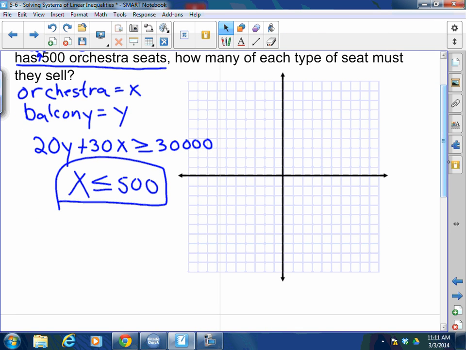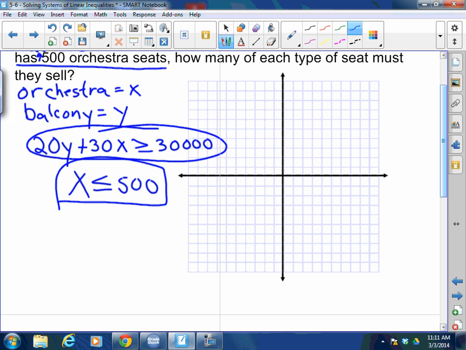Now let's graph it. For huge numbers like this, what did I always suggest? Getting your x-intercept and your y-intercept. What's the x-intercept? When y is 0, what is x? 1,000. Very good.